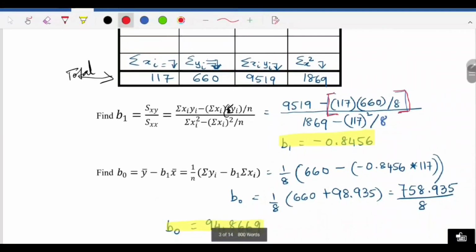For b sub 0, we will use this formula again, 1 divided by 8 times 660, which is sigma y, minus 0.8456 times 117, which is sigma x. All right, and then we get a b sub 0 value of 94.8669. All right, so this is the computing formula to use, right?